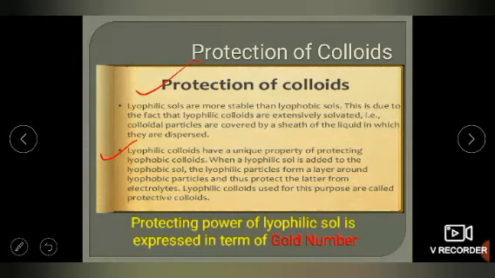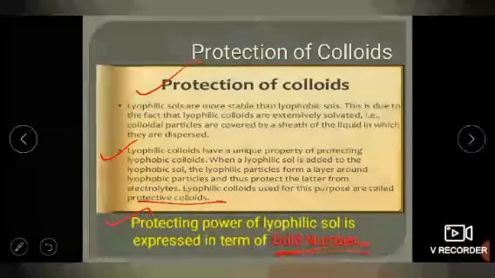So lyophilic colloids have a unique property of protecting lyophobic colloids. When a lyophilic sol is added to a lyophobic sol, the lyophilic particles form a layer around the lyophobic particles and thus protect the latter from electrolytes. Lyophilic colloids used for this purpose are called protective colloids, and the protecting power of the lyophilic sol is expressed in terms of gold number. Okay, so these are the basics.